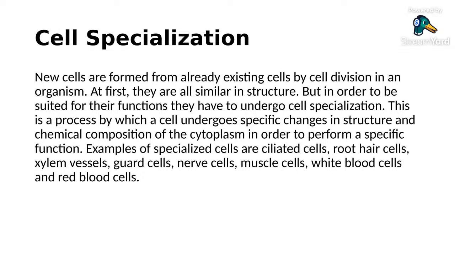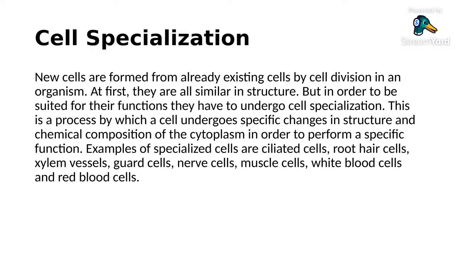Now the question is, where did your hands come from? Where did your legs come from? Where did your heart come from? Where did your lungs come from? The kidney, the stomach, the small intestines, the eyes. Where did all these different parts come from? They came from this process known as cell specialization.